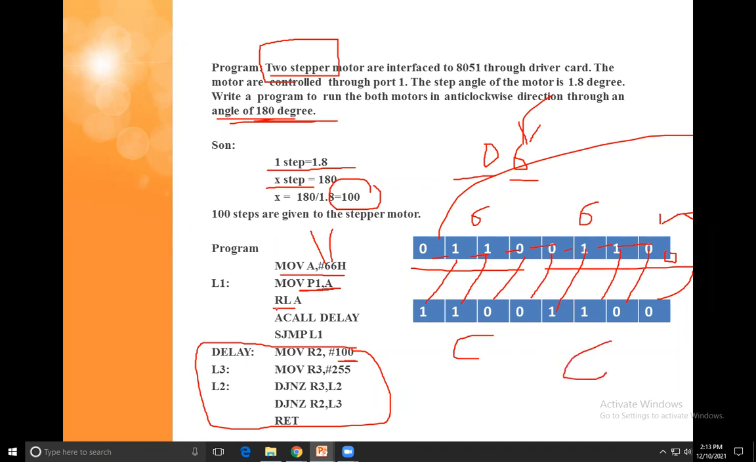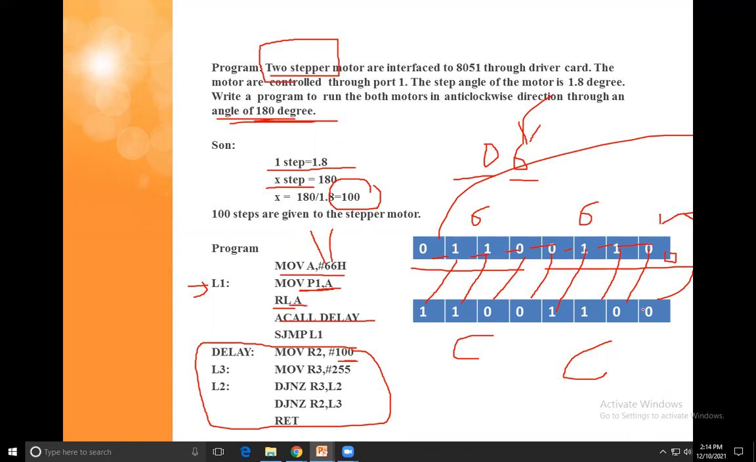So rotate left means you have to rotate your motor in the anti-clockwise direction. Okay, so in this way you have to rotate the motor. Then again, this is the rotate CC. This again calls the delay for 100 steps. Then the H jump L1 means you have to again move the value of A to P1.